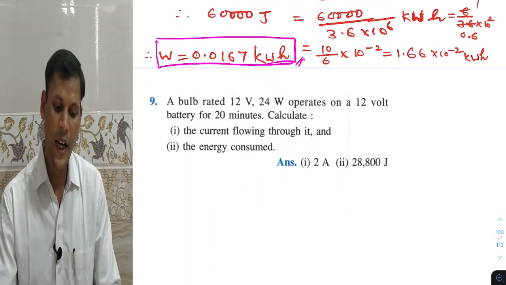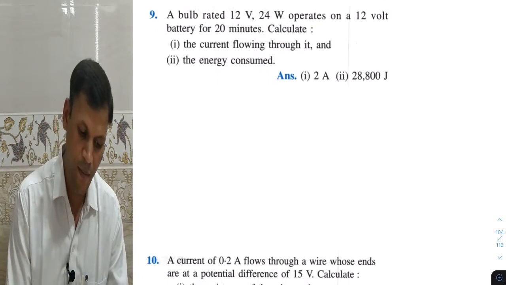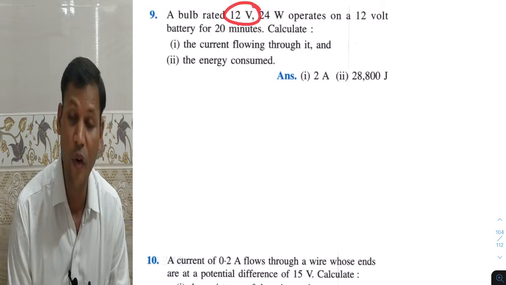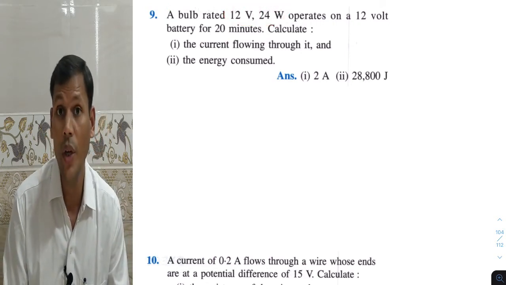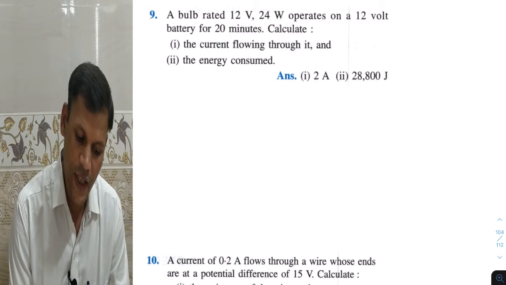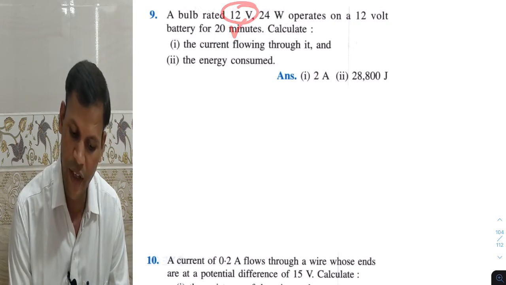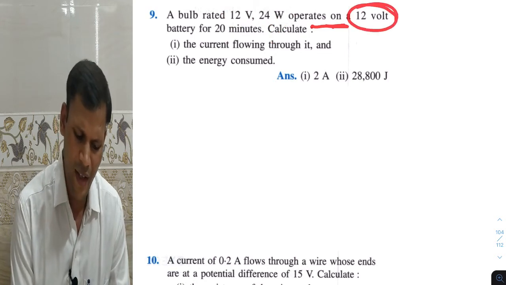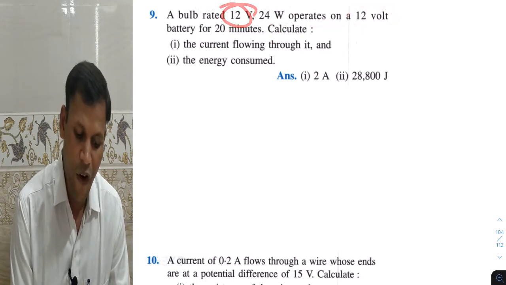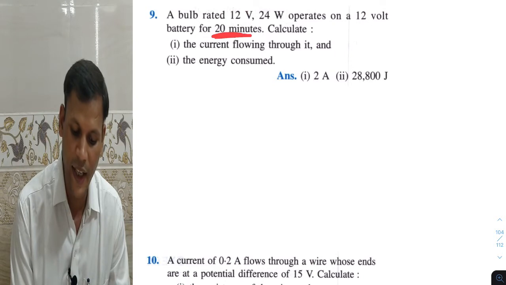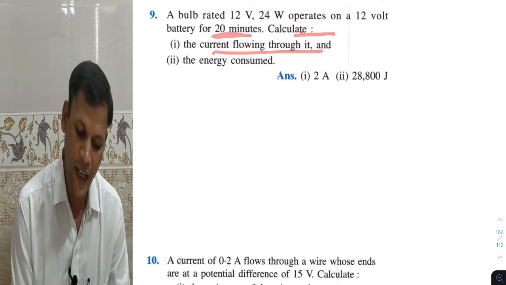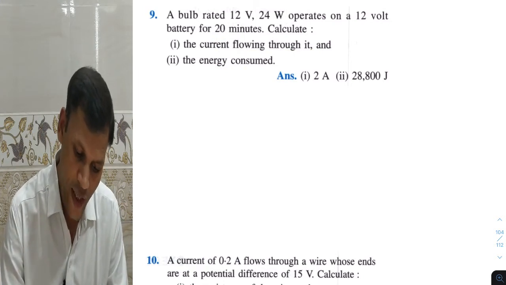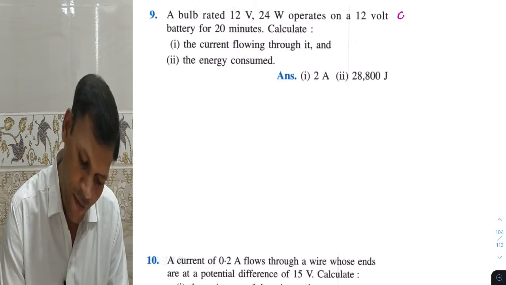Question number 9. A bulb rated 12 volt and 24 watt. So V is 12 volt, power is 24 watt, operates on 12 volt. Fine, that is already given. Battery for 20 minutes. Calculate the current flowing through it and energy consumed. Two parts are there. So we'll write first of all given information.